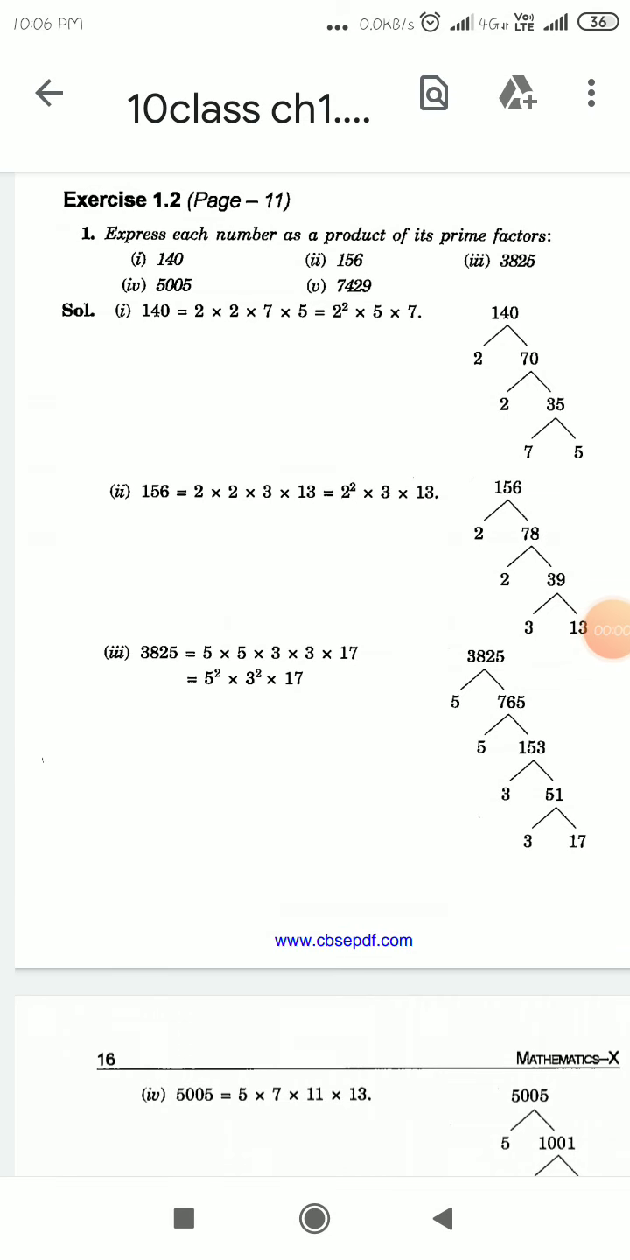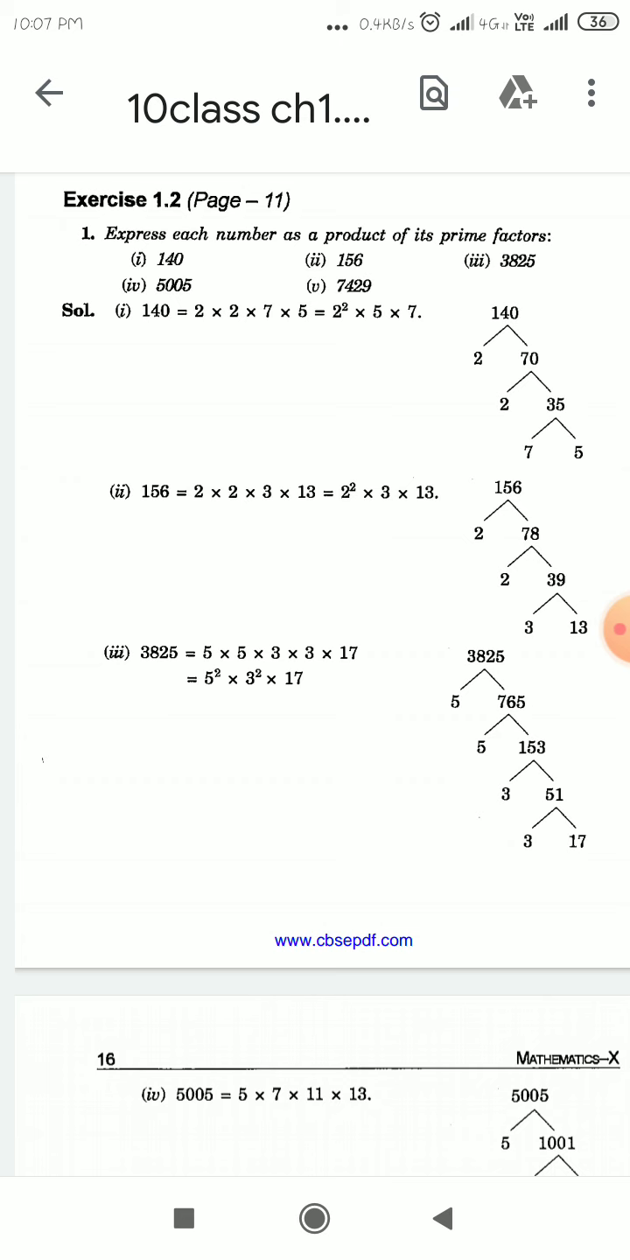Exercise 1.2. First question is express each number as a product of its prime factors. First is 140. The prime factorization of 140 is 2 into 2 into 7 into 5, or 2 square into 5 into 7. The fundamental theorem of arithmetic says every composite number can be expressed as a product of primes, and this factorization is unique apart from the order in which the prime factors occur.